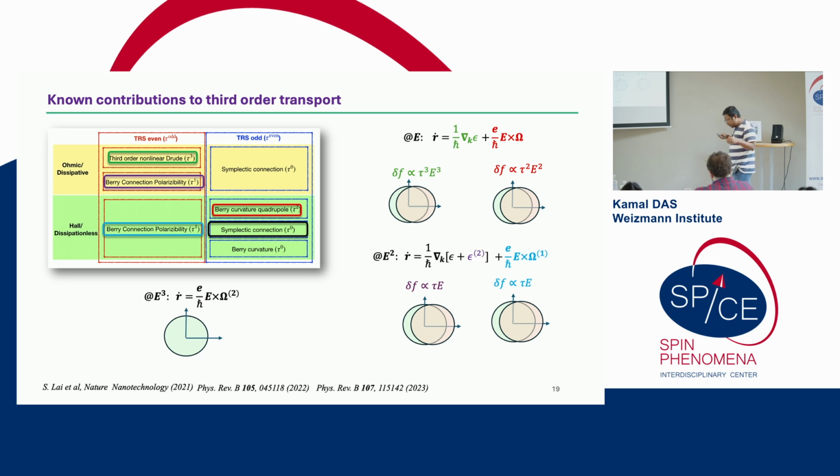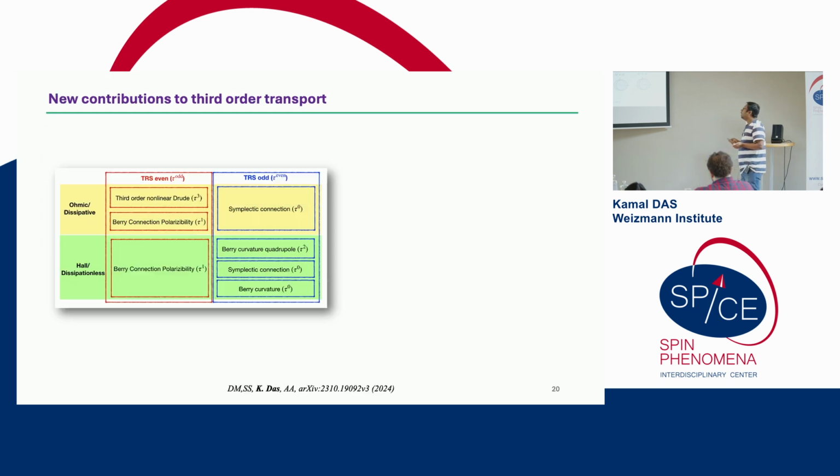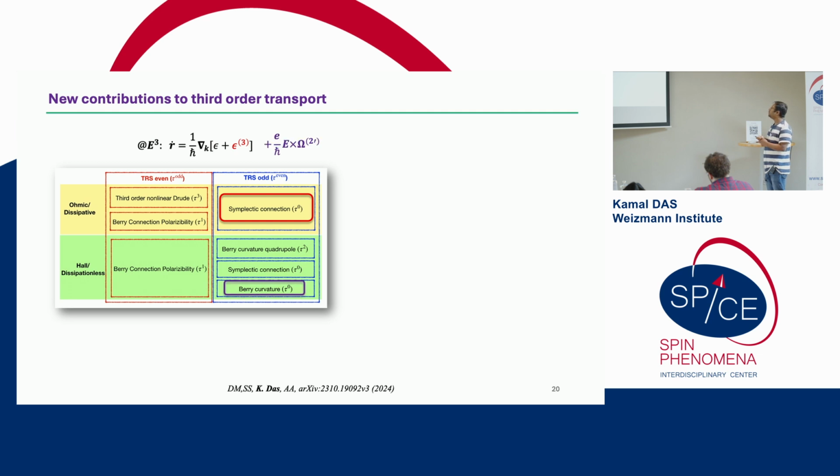So these effects were known before our work. What we find, we basically identify two new contributions. One comes from the third order energy correction. It appears in the dissipative responses. And one more comes from a correction to the Berry curvature.